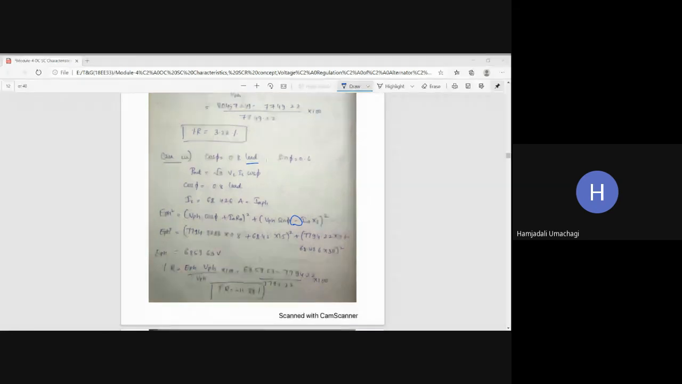So regulation is minimum here, that is minus 11.89, and such regulation is found when the alternator is connected with capacitive loads. Is it clear? Yes, sir.